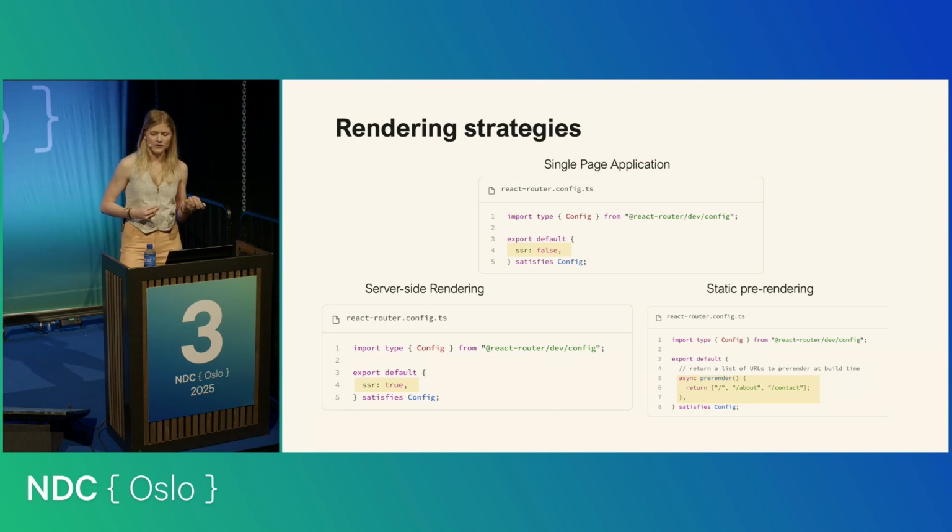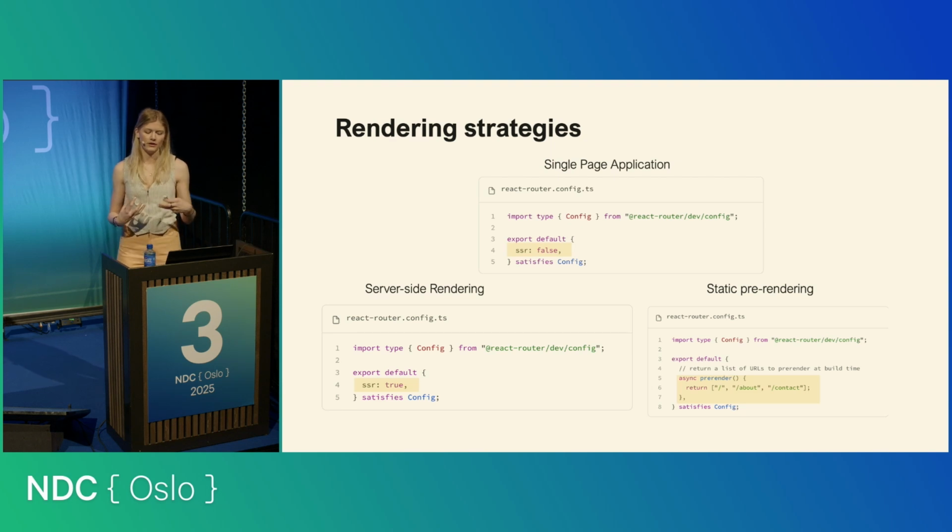So there's actually 3 rendering strategies now in React Router: client-side rendering, server-side rendering, and static pre-rendering. And you can configure them in a config file. So routes are always client-side rendered as the user navigates around the app. And if you're looking to build a single-page app, you can disable server-side rendering by setting it to false.